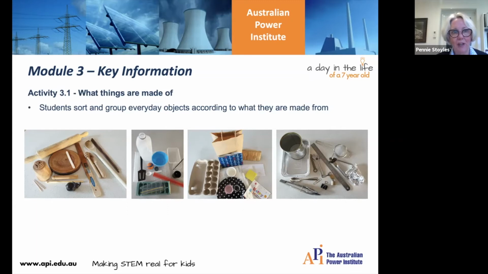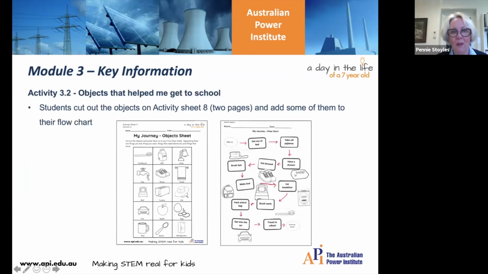Now, going on to activity 2 in this module, we then have an activity sheet of 2 pages, which has a whole lot of simple line drawings of objects on it that they may have used in their journey to school today. And what we're asking the students to do is to identify one object and then add it to their flowchart from the previous activity. So for example, when they have to get dressed, you might paste a pair of shoes next to the get dressed on the flowchart, as you can see on the example on this slide.